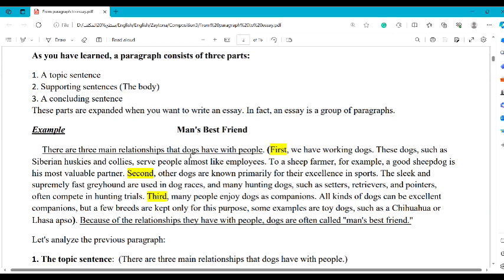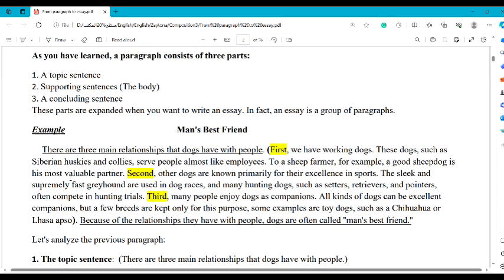See that when we finish the sentence, we put a full stop. In order to support the previous sentence about the working dogs, we added an extra sentence, or an example. To a sheep farmer, for example, a good sheepdog is his most valuable partner.